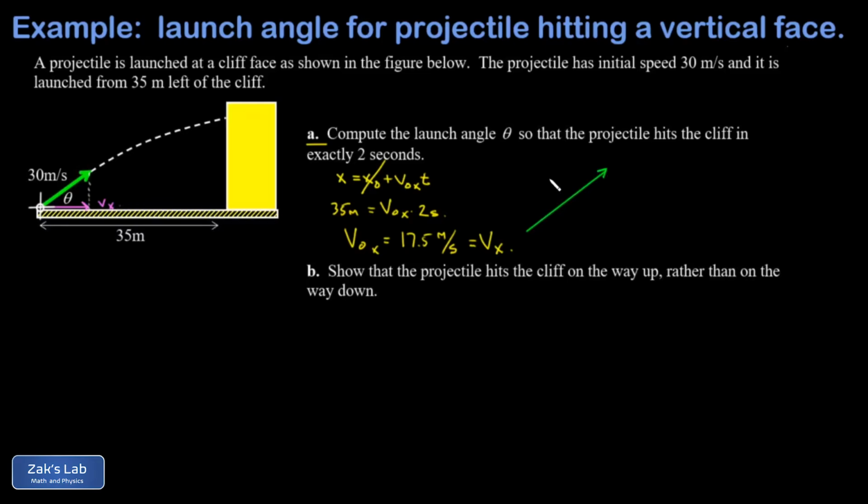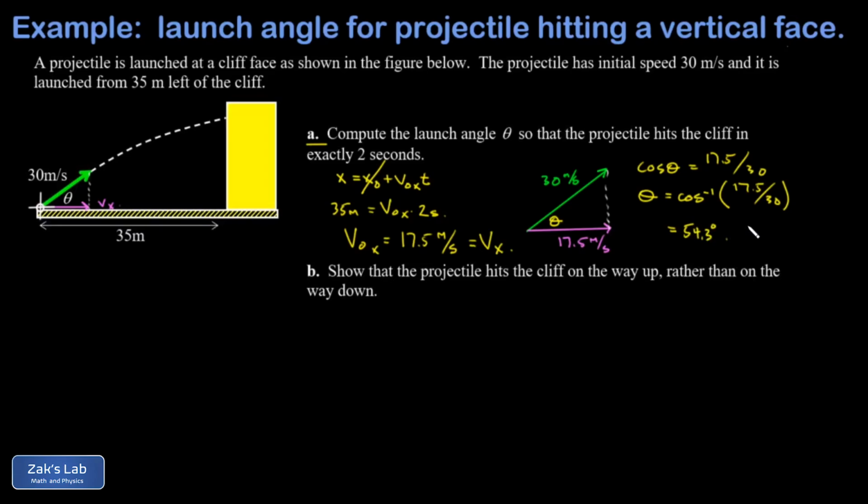So then just to make things more clear, I'll blow it up a little bigger. I have this initial launch speed of 30 meters per second. The angle is unknown, but I know that the x component of that velocity is 17.5 meters per second. Then I can say the cosine of this unknown angle is going to be the adjacent side, 17.5 over 30. So the launch angle I need to hit the cliff face in exactly 2 seconds is the inverse cosine, the angle whose cosine is 17.5 over 30. To 3 sig figs, I get 54.3 degrees out of this.